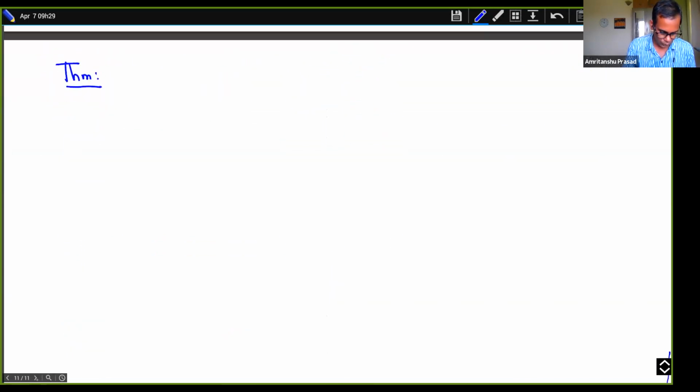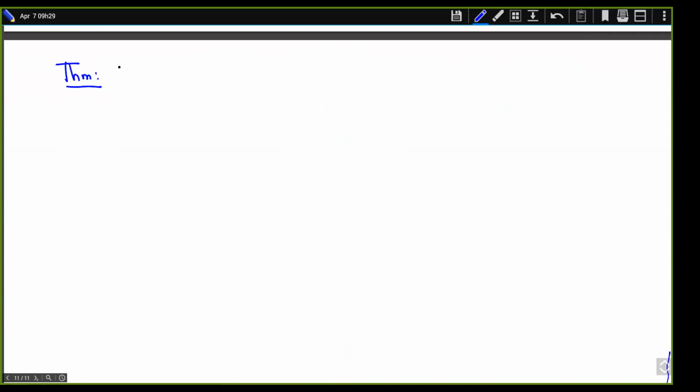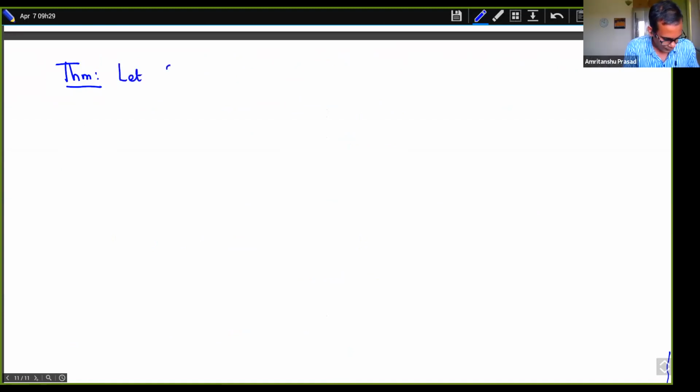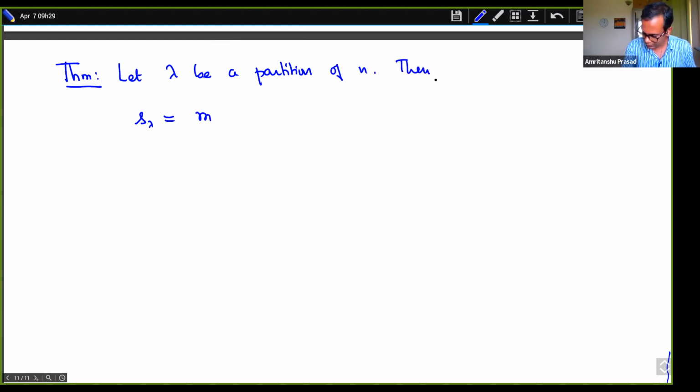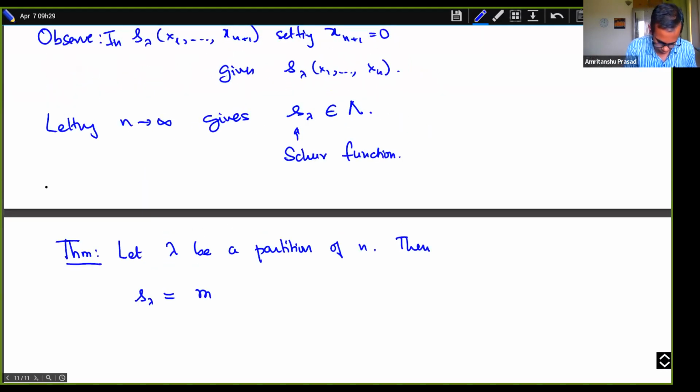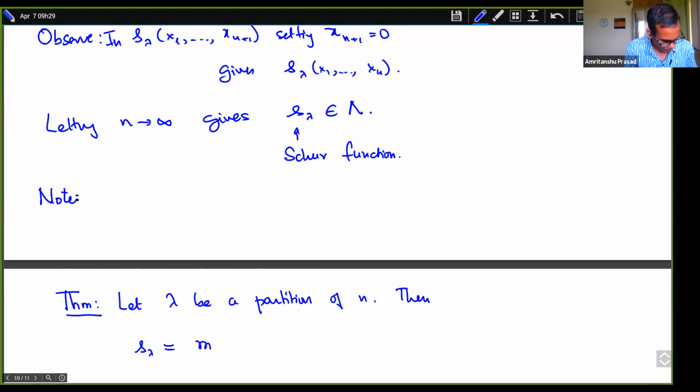Okay. So here's another way to show that these S lambdas form a basis. So let lambda be a partition of n. Then S lambda is m lambda plus other terms. Okay, one more thing I should mention before I go on, that this S lambda makes sense even if lambda is not a partition.